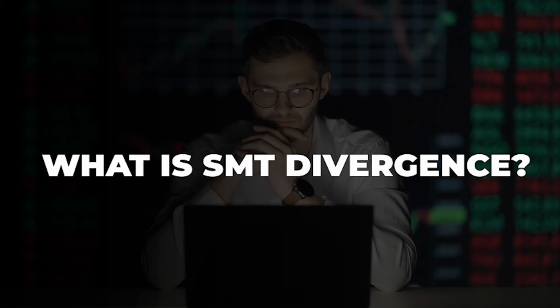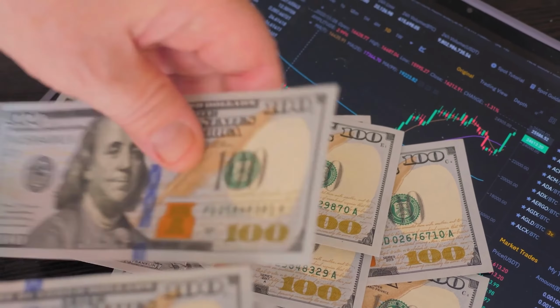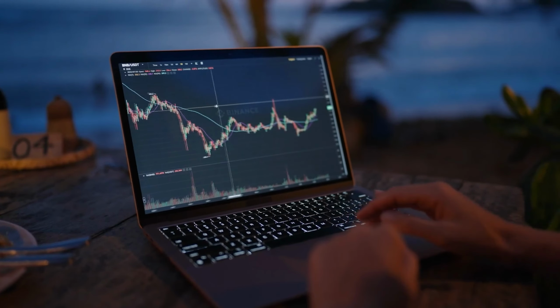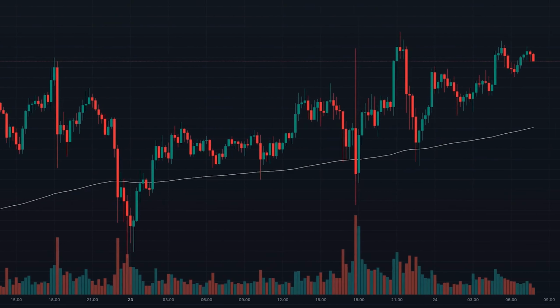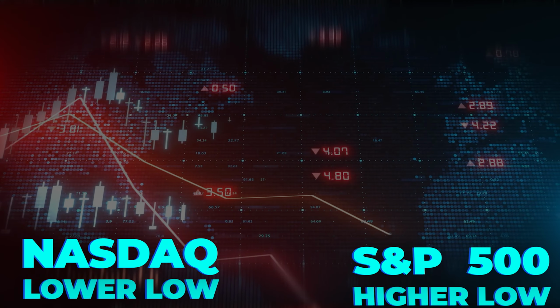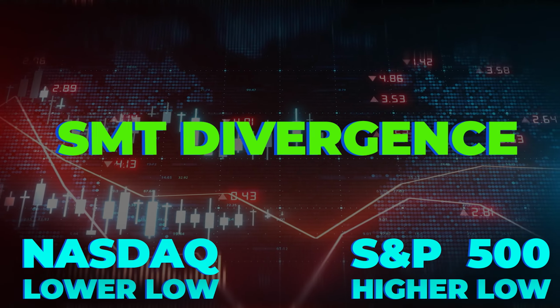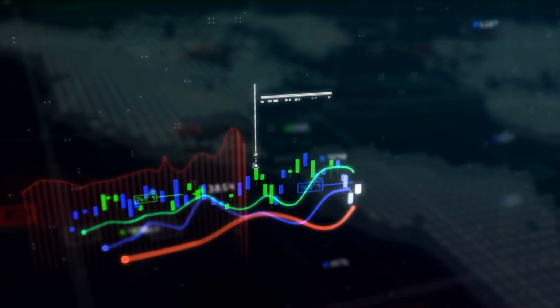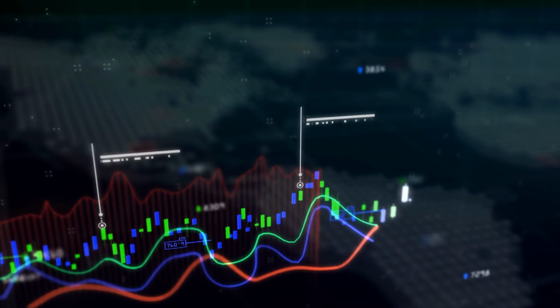What is SMT divergence? SMT, or smart money technique, is a powerful tool that helps validate your trades by identifying a cracking correlation between highly correlated assets. For example, the Nasdaq makes a lower low while the S&P 500 makes a higher low. That's SMT divergence. It indicates a crack in the correlation where one asset is stronger or weaker than the other.